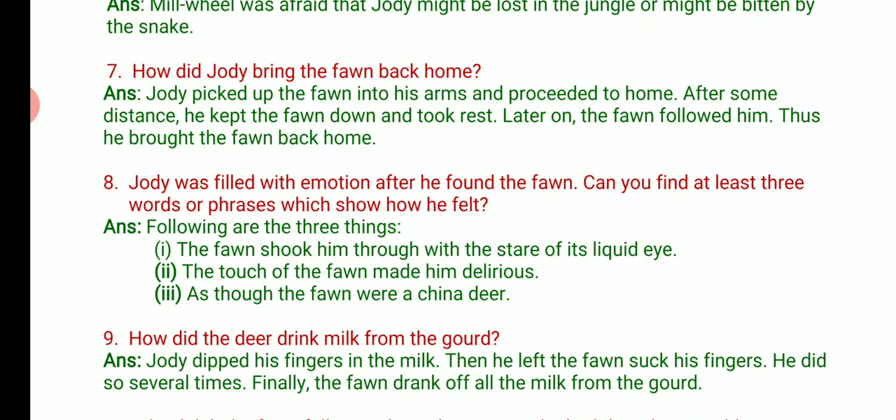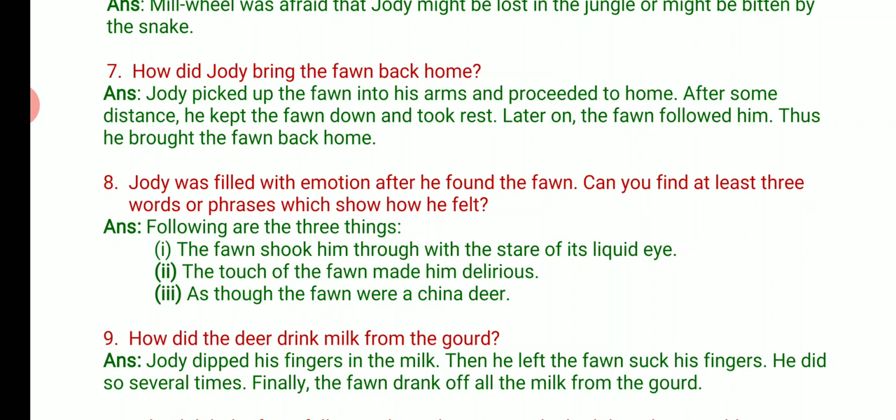Question number 8. Jody was filled with emotion after he found the fawn. Can you find at least 3 words or phrases which show how he felt? Following are the 3 things. The fawn shook him through with the stare of its liquid eye. The touch of the fawn made him delirious. He thought the fawn were a china deer.